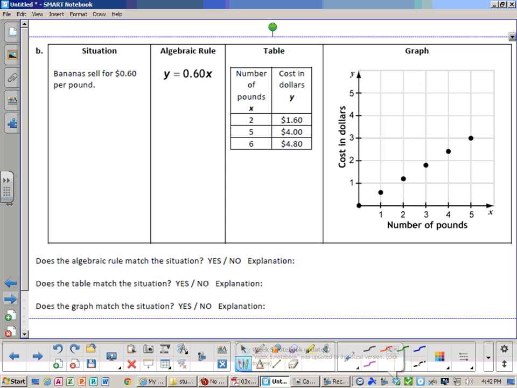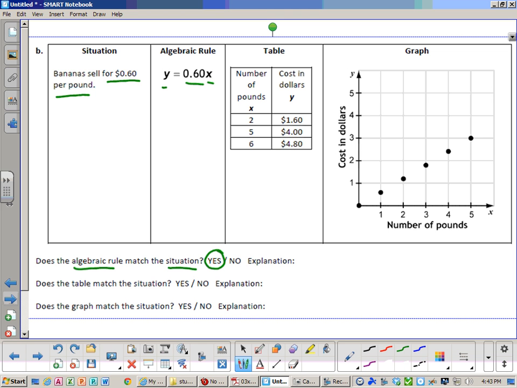All right, keep going. Here we go. Situation: bananas sell for 60 cents per pound. Algebraic rule, table, and so on. Does the rule match the situation? Check it out for yourself. Bananas sell for 60 cents per pound. I'm going to just tell you right now, yes, that is true, guys. This algebraic equation is clear: 60 cents times the number of pounds you're going to buy. It matches perfectly.